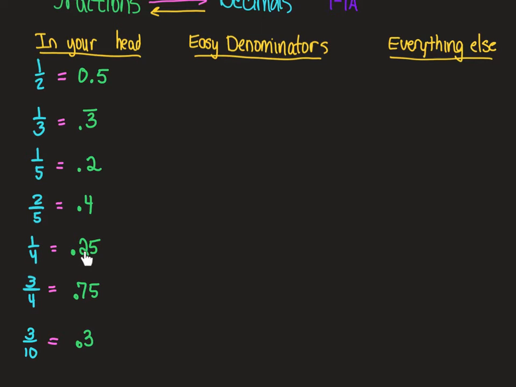1/4 is 0.25. Think of money: a fourth of a dollar is 25 cents. That makes 3/4, 75 cents, 0.75. 3/10, the tenths just sound like they should be decimals. 3/10 is 0.3, it just sounds like it should be there. So maybe there are some fractions you just know in your head.